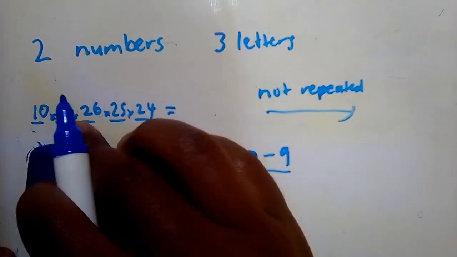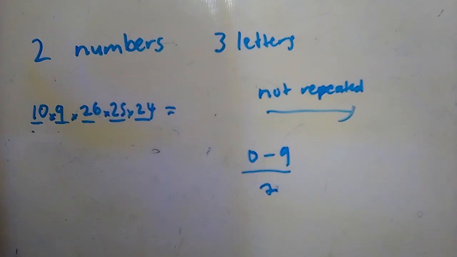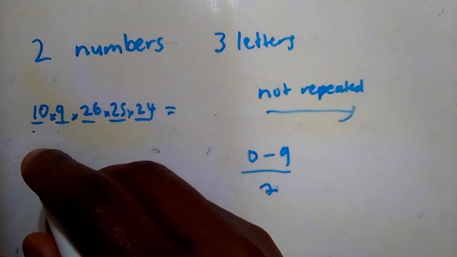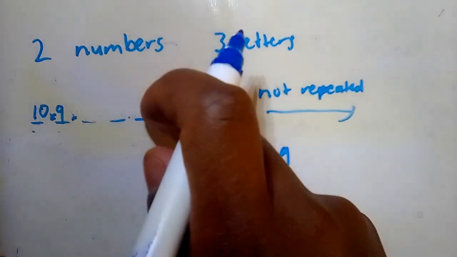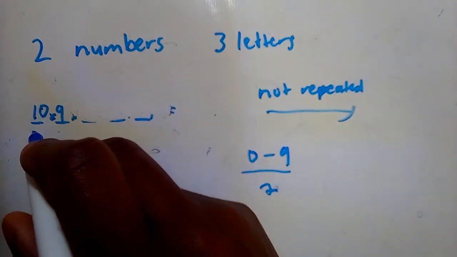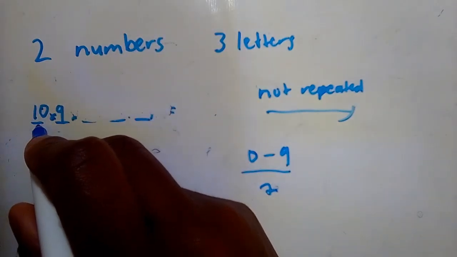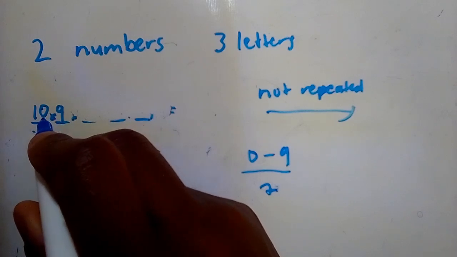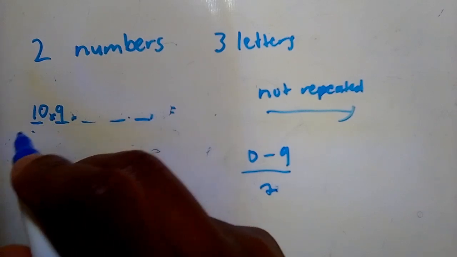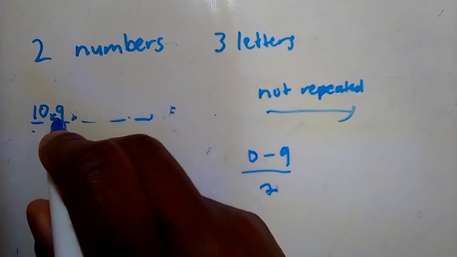Now what if they say the letters are allowed to be repeated, but the numbers are not allowed to be repeated? Since the numbers are not allowed to be repeated, we have 10 choices in the first digit, and we can choose any one of the 10. But in the second digit, since one is already used, we can't use it again. So now we have only 9 to choose from. So it will be 10 times 9.